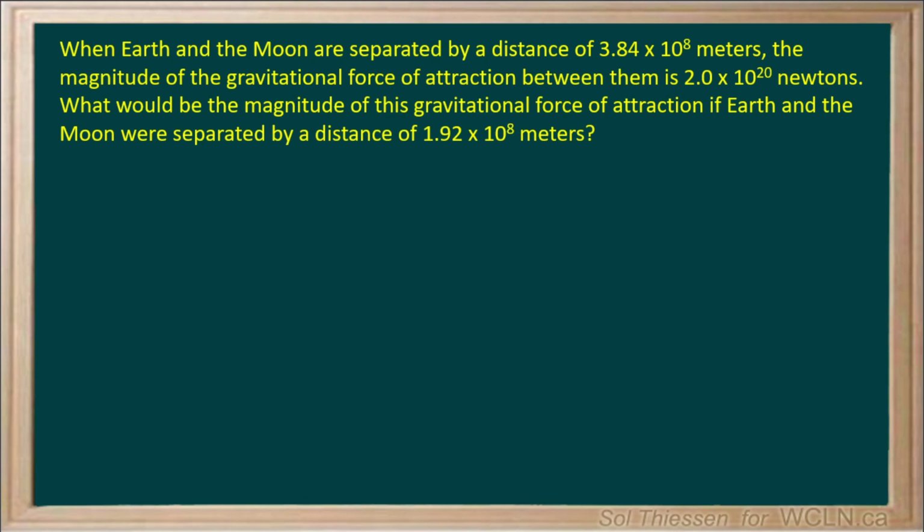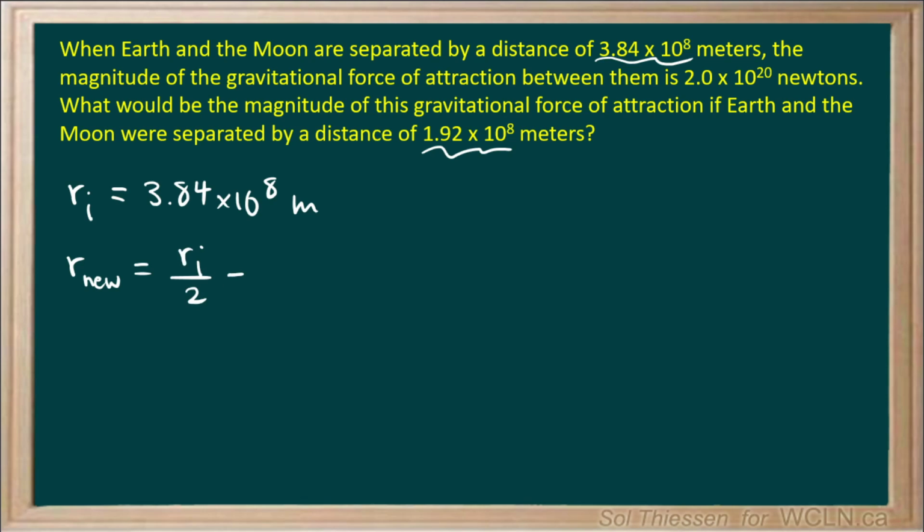So the first thing to realize here is that 1.92 times 10 to the 8 is exactly half of 3.84 times 10 to the 8. So the initial distance, which we'll call r with the subscript I for initial, was 3.84 times 10 to the power of 8 meters, while the new distance, maybe we'll label that r with the subscript new, is half of that, or 1.92 times 10 to the power of 8 meters.